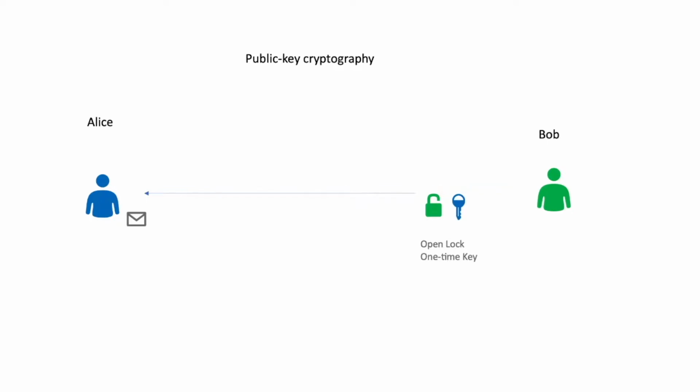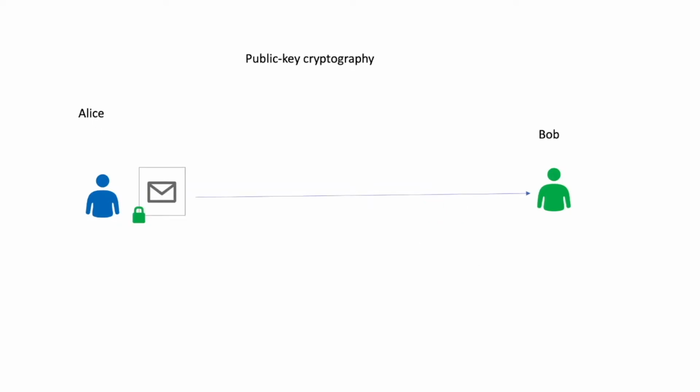This open lock is accompanied with a one-time key, which means that it can only be used once to lock the message. Once locked, it cannot be used again to unlock the message. That is why it is a one-time key, and it is going to be used by Alice for sending the message to Bob.